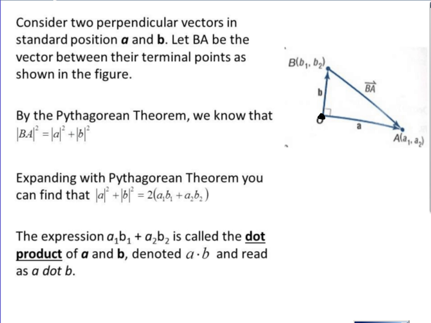By the Pythagorean theorem, we know that the magnitude, or the length, of vector BA squared is equal to the length of vector A squared plus the length of vector B squared. Expanding with the Pythagorean theorem, we can find that the magnitude of A squared plus the magnitude of B squared is equal to 2 times A1 times B1 plus A2 times B2. This expression A1 times B1 plus A2 times B2 is called the dot product of vector A and vector B, and it's going to be denoted with a dot between them, so it'll be A dot B.